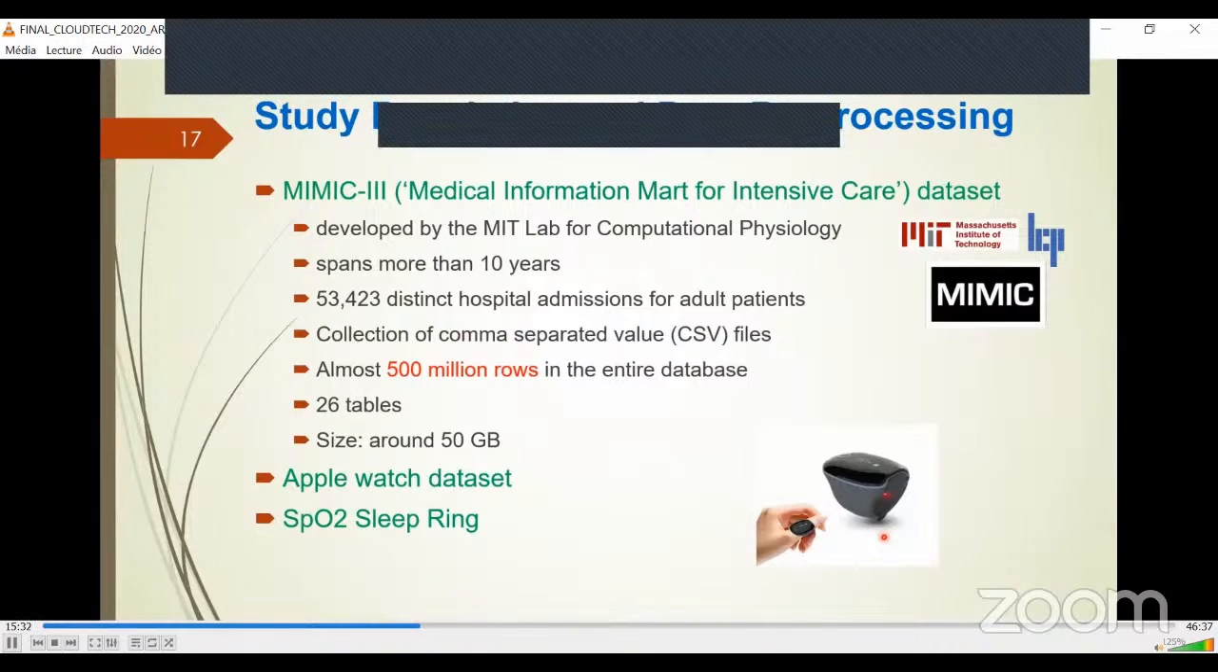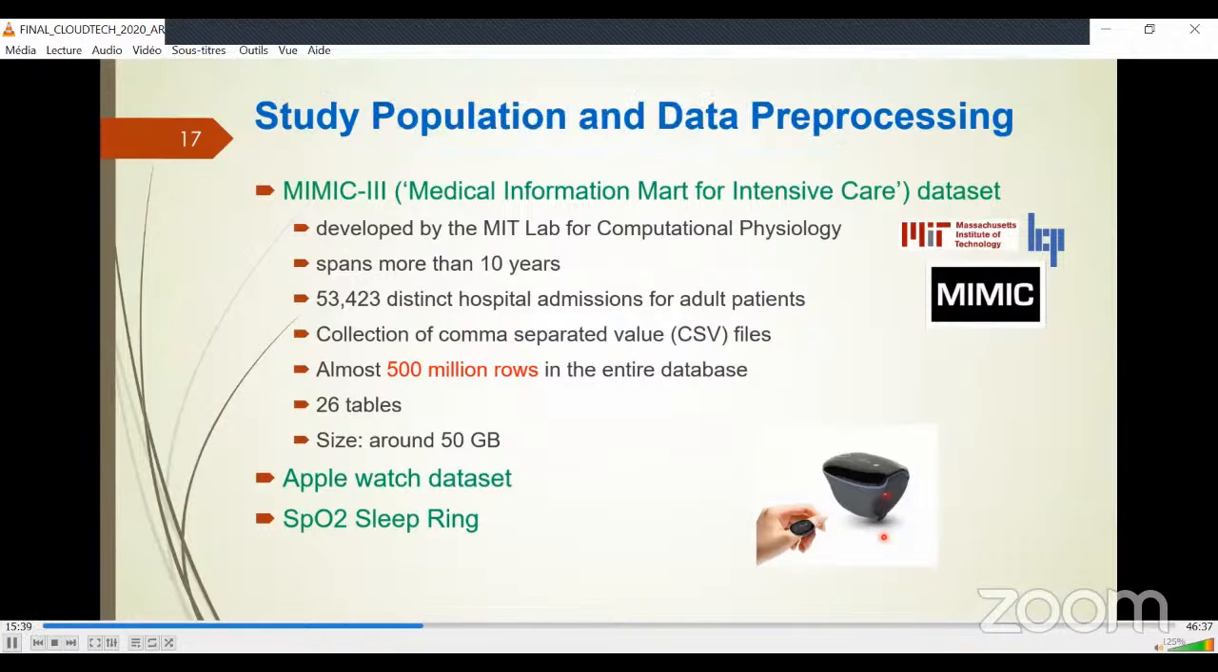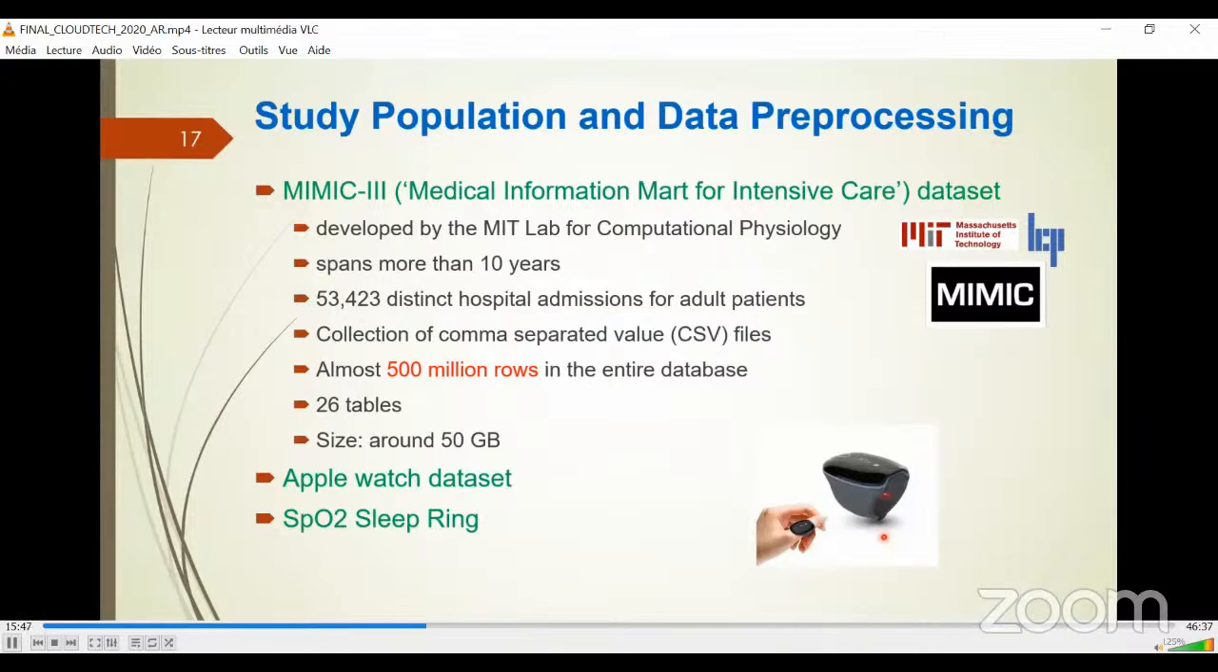And MIT currently requires users to go through training before they give them access to this large database. Obviously, we had to go through this training before they gave us access to the database.